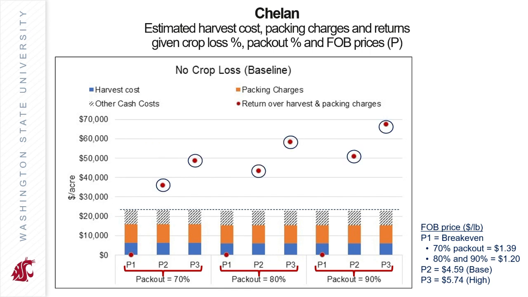When the red dots are above zero, that means the returns are positive. It is under these scenarios when it is viable to harvest. Also, when returns are positive, that implies that a grower has the financial capacity to cover their other costs of production.